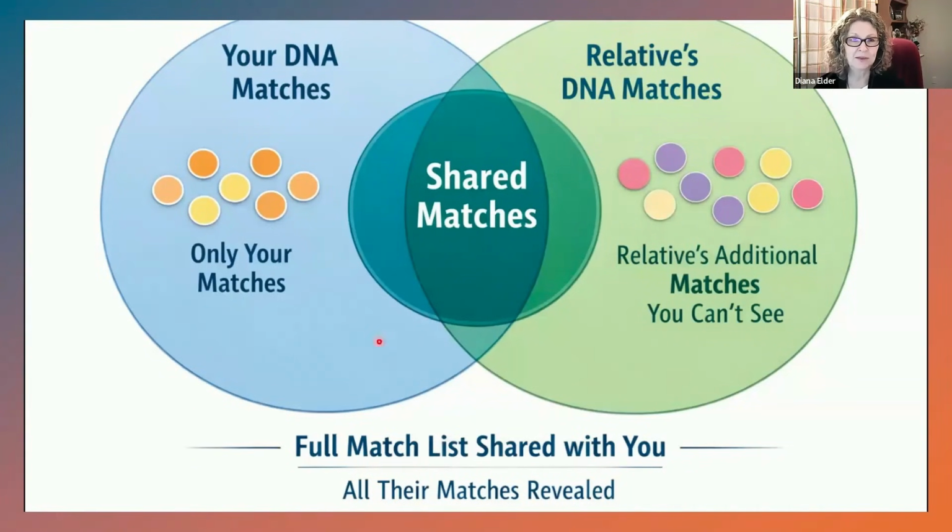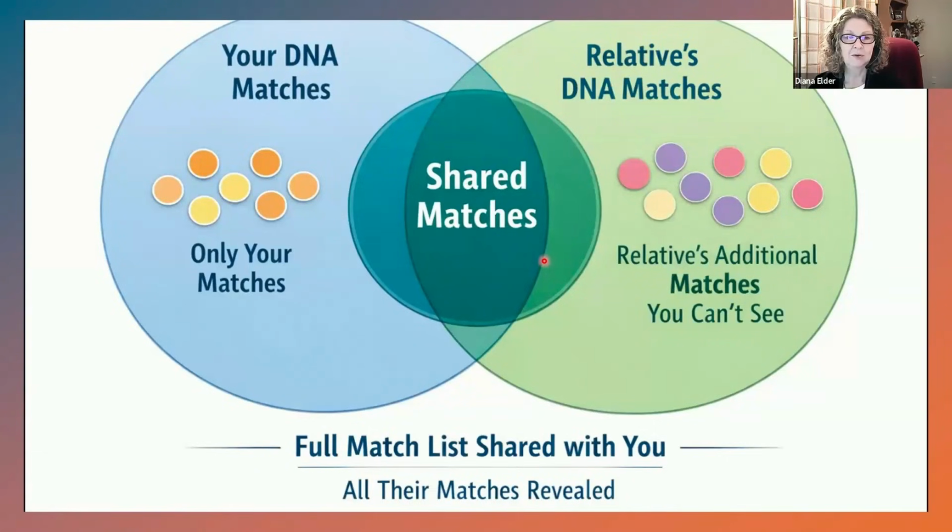So let's say you're working on your own DNA matches, and all these matches are in the blue circle. And then you have a relative's DNA matches. Say this is a first cousin, and they have a big circle of matches. And then you have this area that overlaps where you share matches.